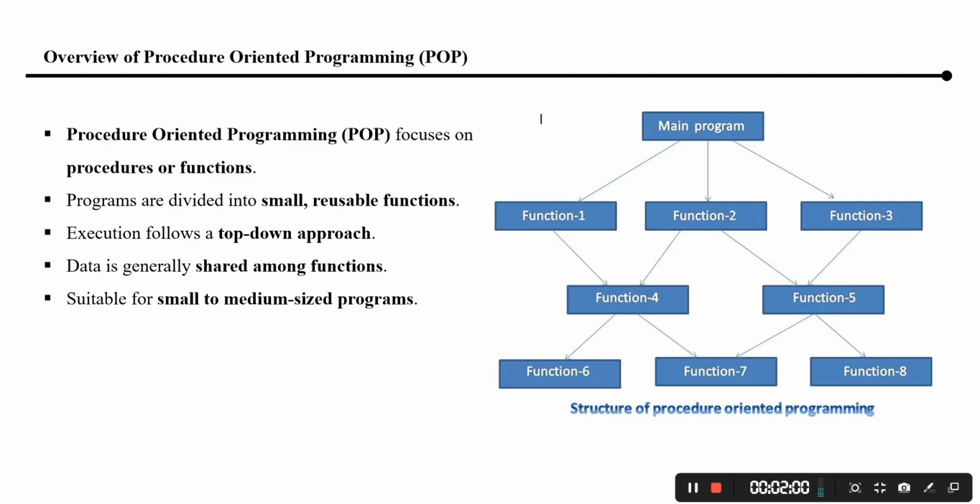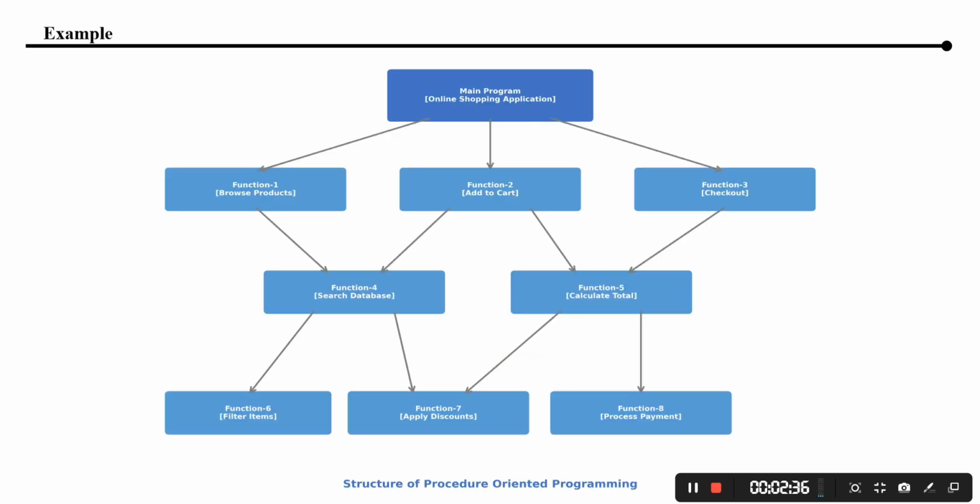Function 1 performs one task, function 2 performs another task, function 3 performs another task. In turn, function 1 uses function 4 and function 4 uses function 6 and 7. So they are dependent. Function 2 uses function 4 and 5. Function 3 uses function 5, and in turn function 5 uses function 7 and function 8. So this follows the top-down approach, and here the data is generally shared among the functions, and it is best suited for small to medium-sized programs.